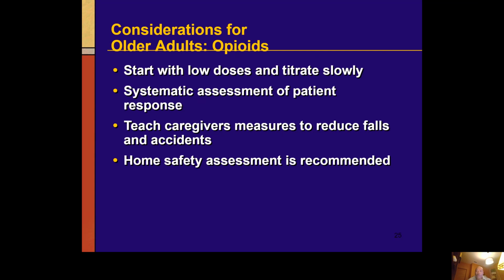And these are some considerations for older adults. With respect to opioids, we always want to start off with a low dose and titrate slowly. We always want to do a systemic assessment of the patient's response, see how they're responding, but we're looking at it from a systemic point of view. Teach caregivers measures to reduce falls and accidents. Also, a home safety assessment is recommended, which your home care agencies will send a nurse out to do, looking at things like throw rugs that they can trip on, other things that make them injury prone. Help the patient establish an analgesic regimen that does not interfere with sleep, rest, appetite, or level of physical mobility.